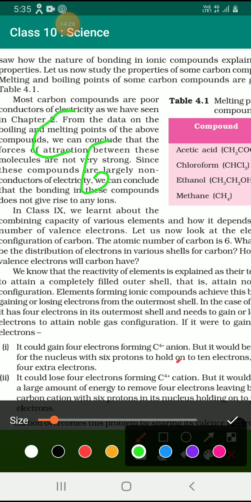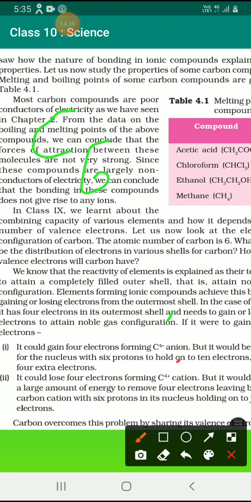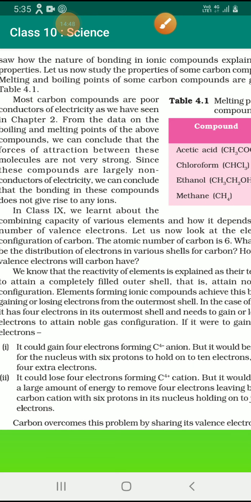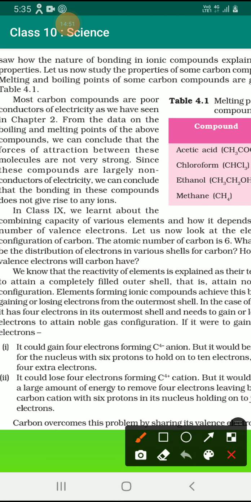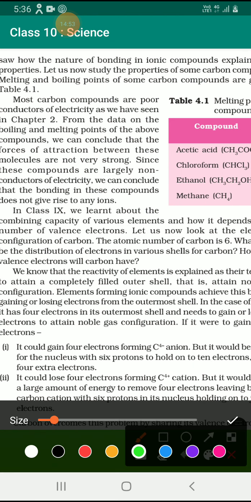Dear students, as I discussed just now, carbon has atomic number 6. I was discussing what we mean by valence electrons. So let's try to understand the meaning of valence electrons. Dear children, valence electrons means the electrons in the outermost shell. Kindly write down if you don't know: the electrons which are in the outermost shell are called the valence electrons. Let's try to understand that.